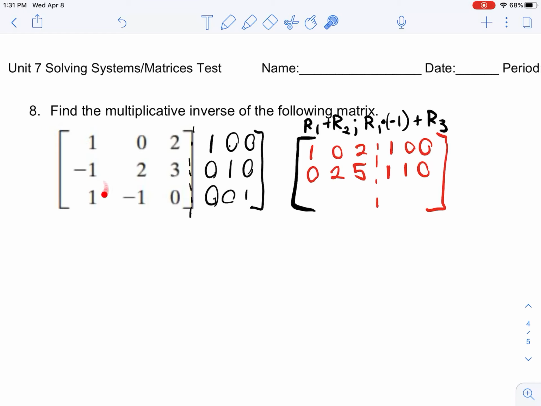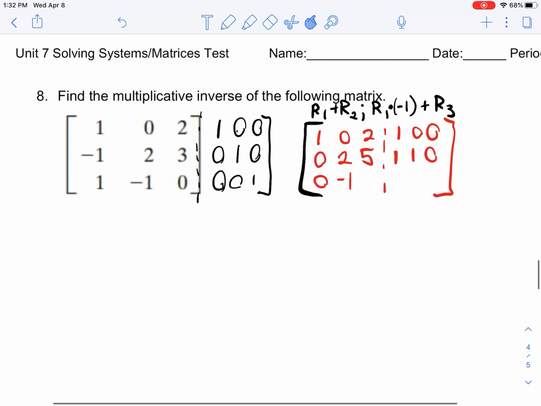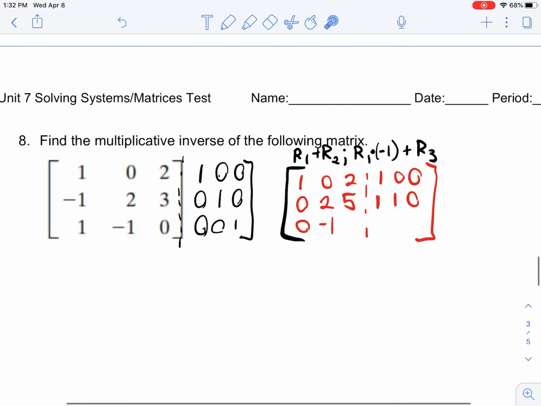Then the next one, I'm going to multiply this by negative 1. So negative 1 plus 1 is 0. Negative 1 times 0 is 0. Minus 1 is still negative 1. And then 2 times negative 1 is negative 2. Plus 0 is negative 2. Okay, I'm not done yet. I still have to multiply this by negative 1. Negative 1 plus 0 is still negative 1. 0 plus 0 is 0. 0 plus 1 is 1.